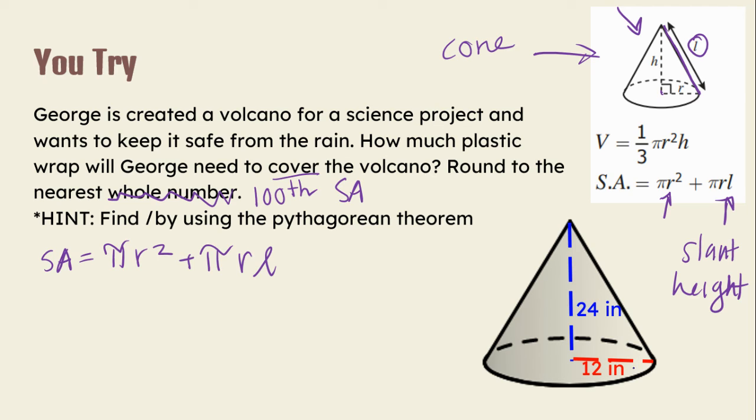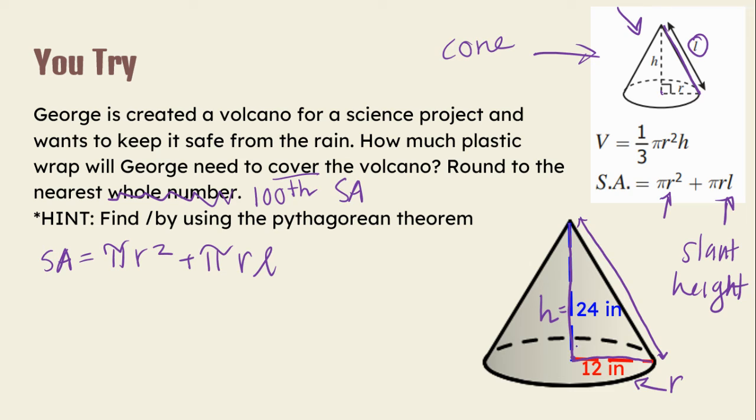So let's look at what they gave us. The radius of 12, so we have a radius of 12. And then they say that this height right here is 24. So have they given us the slant height? No, they've actually given us the vertical height, but we need to find the slant height, this side right here. This is what we're looking for.